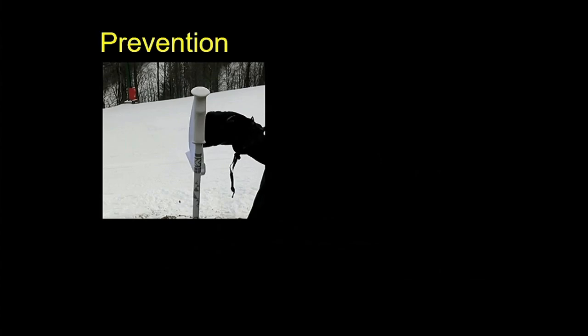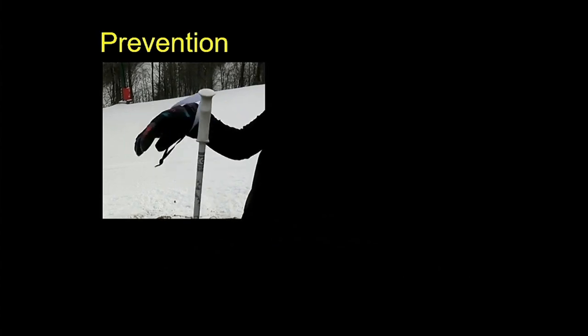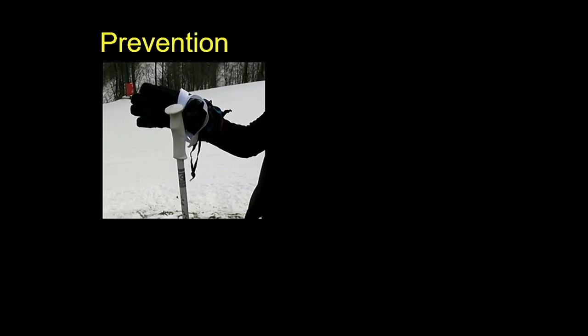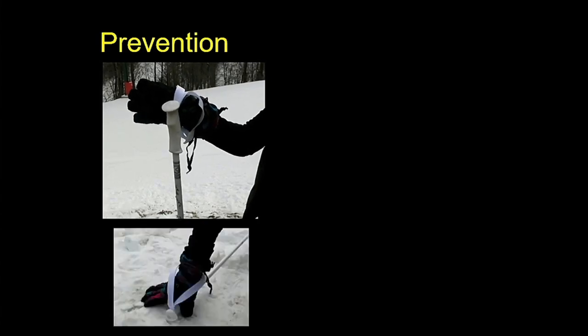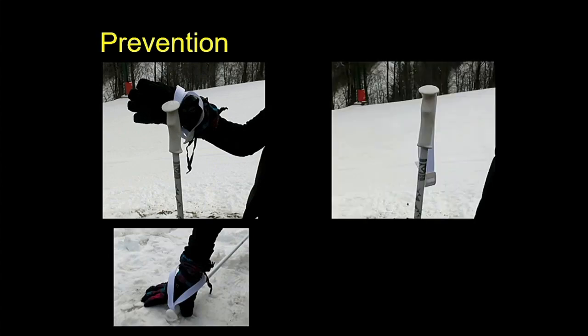So when you go to ski, to prevent this injury from happening, most people will put their hand through the ski strap like that. And then what happens when you let go, you fall directly on the ski pole. So that's what you don't want to do. That's how you're going to get a Stener's lesion.